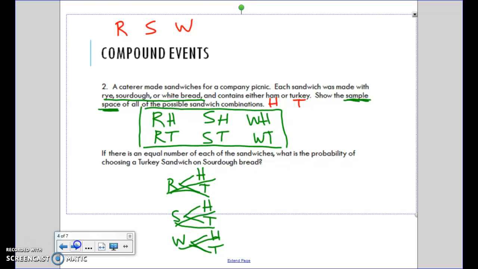The second part of the question asks, if there's an equal number of each sandwich, what's the possibility or probability of choosing a turkey sandwich on sourdough bread? So we're looking for ST is what we're looking for. It looks to me like there's one turkey sandwich with sourdough bread out of the 6 different ways we can make our sandwiches. So my probability will be 1 in 6.